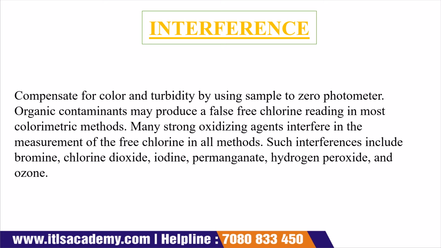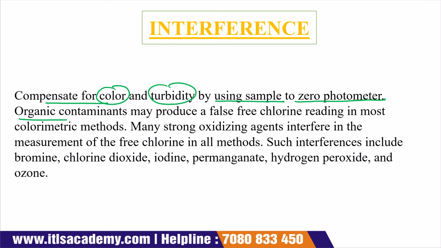Now the next is interference. When we perform any experiment, there are lots of interferences which occur, and due to that interference, an error occurs and we do not get a correct result. So we have to eliminate that interference. So here, what are the interferences? Compensate for color and turbidity by using the sample to zero the photometer.